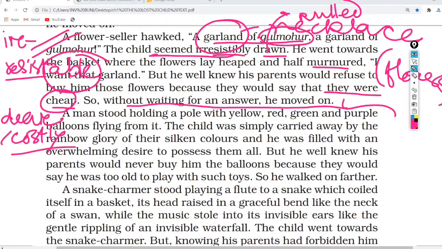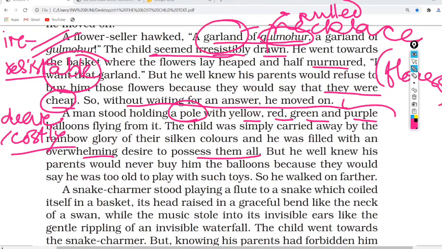Then let us see what follows. A man stood holding a pole with a yellow, red, green, purple balloon flying from it. The child was simply carried away by the rainbow glory of their silken colors, and he was filled with an overwhelming desire to possess them all. Now let us see after this.